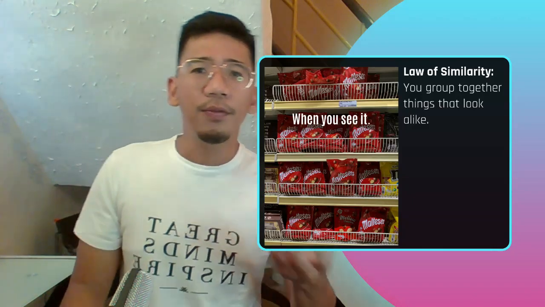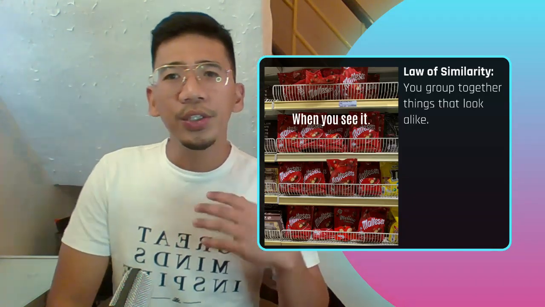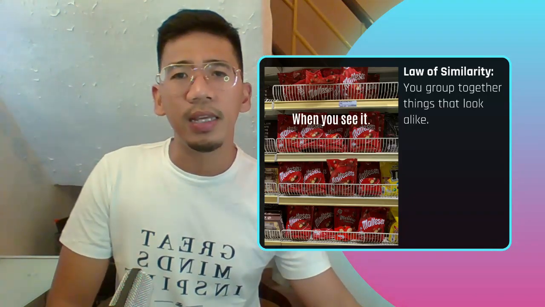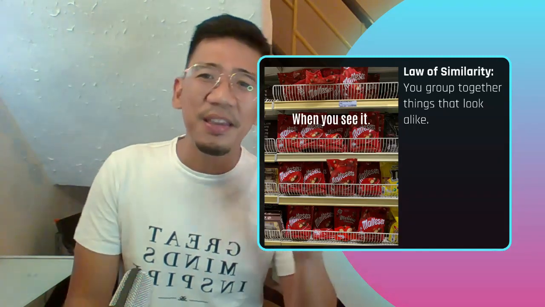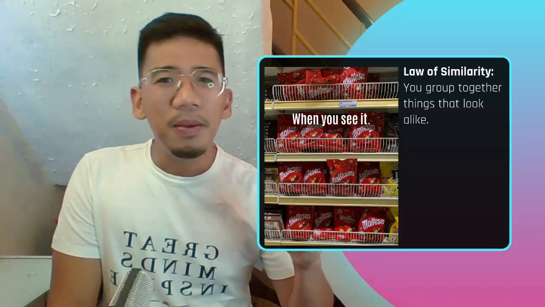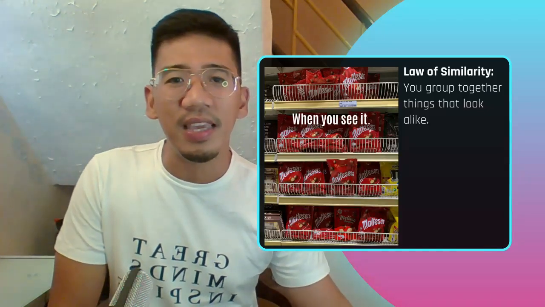Now, the law of similarity claims that elements that appear similar are perceived as one unit. So elements that have, for example, the same color, shape, or other common characteristics are perceived to be belonging together. This is why finding Melissa amongst the Maltesers is not that easy.